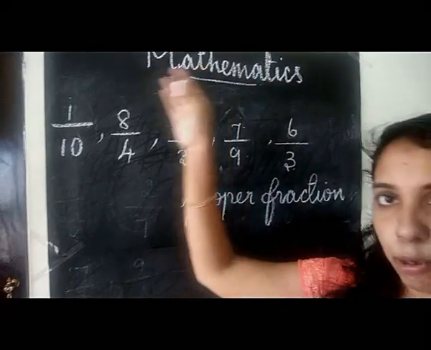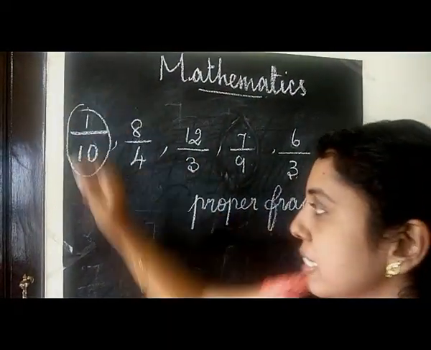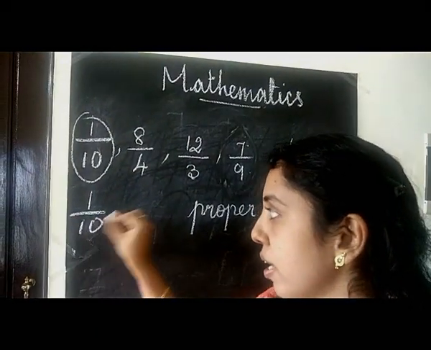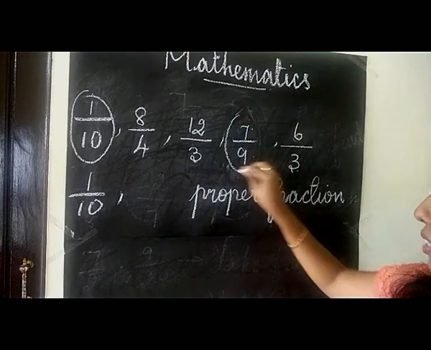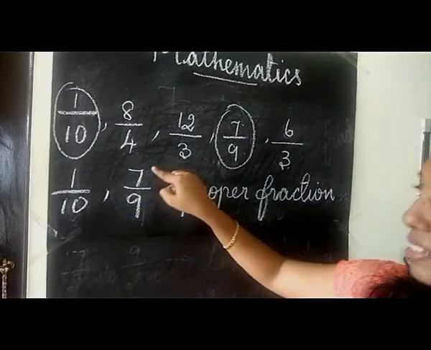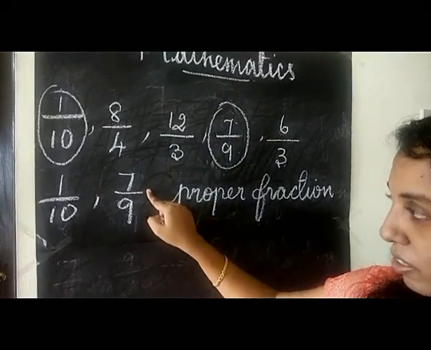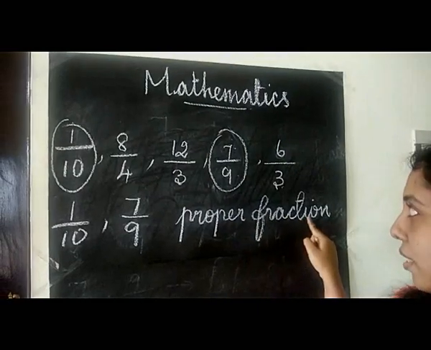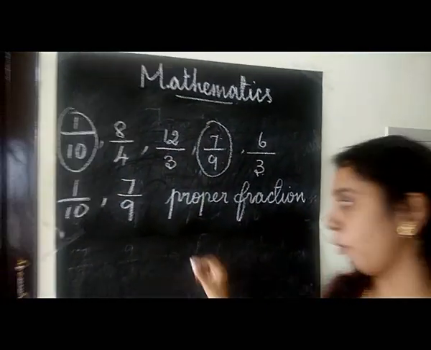Can you find any other proper fraction from the above? Here 1 by 10 is a proper fraction. Then look at here. 7 by 9 is a proper fraction. Why? Because 7 is less than 9. So this type of fractional number is known as proper fraction. Now the remaining. Next we can learn about improper fraction.